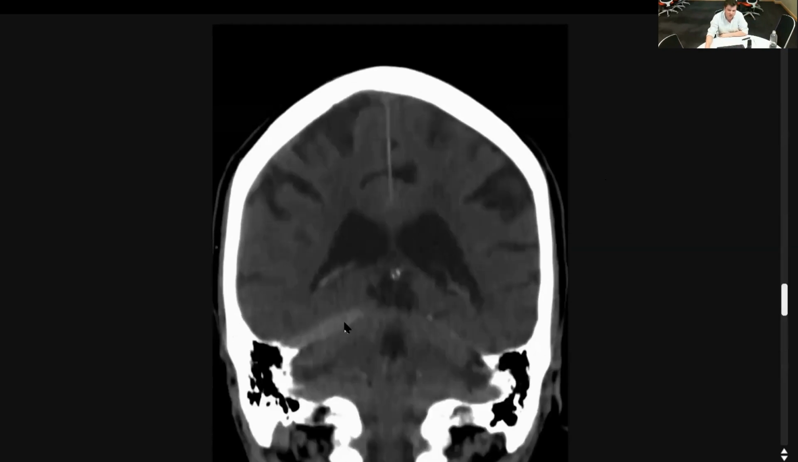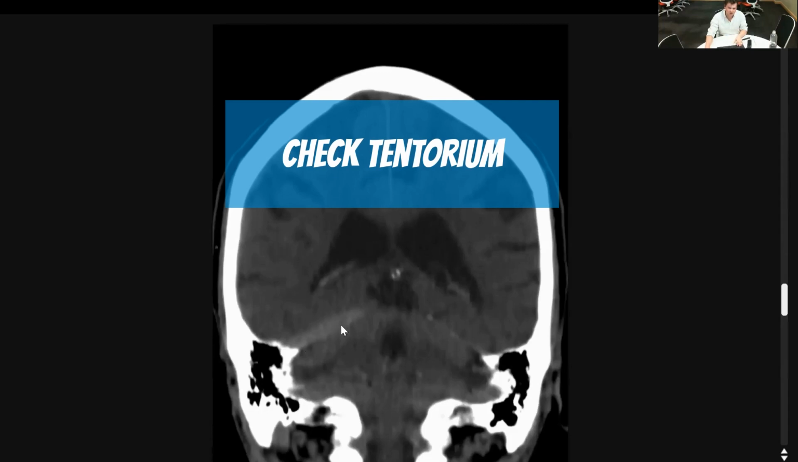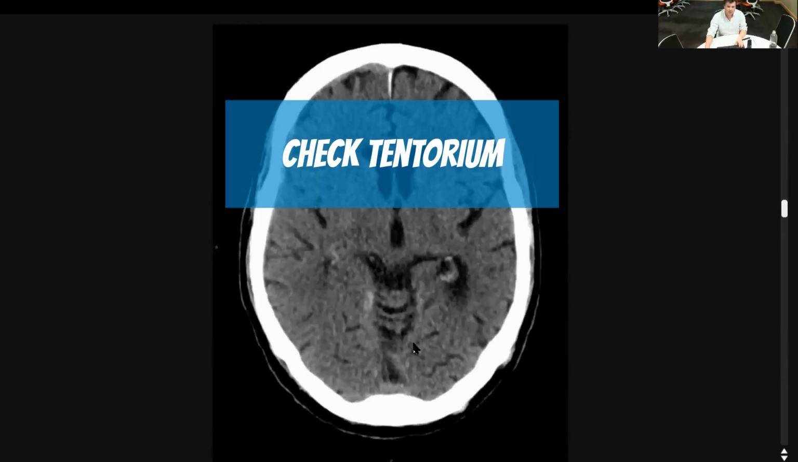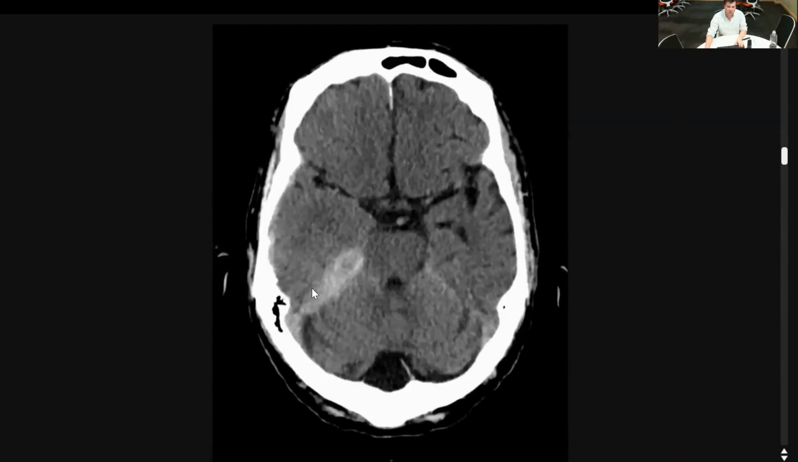And this is another place where blood tends to hide, sitting over the tentorium. So you can see that it's thickened and hyperdense compared to the left-hand side. When we go back to the axial, you can see there that they've got this blood starting to fill in the middle cranial fossa.